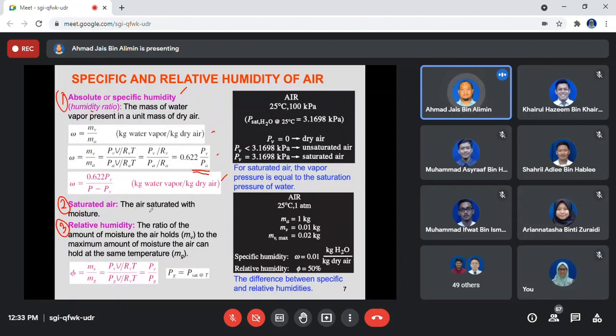Saturated air is conditions where the air is saturated with moisture. Okay. So the air initially has zero water vapor, and then the presence of water vapor increases over time, and the air is saturated with the water vapor, nearing the saturation point. So we call it a saturated air. Saturated by the presence of water vapor.